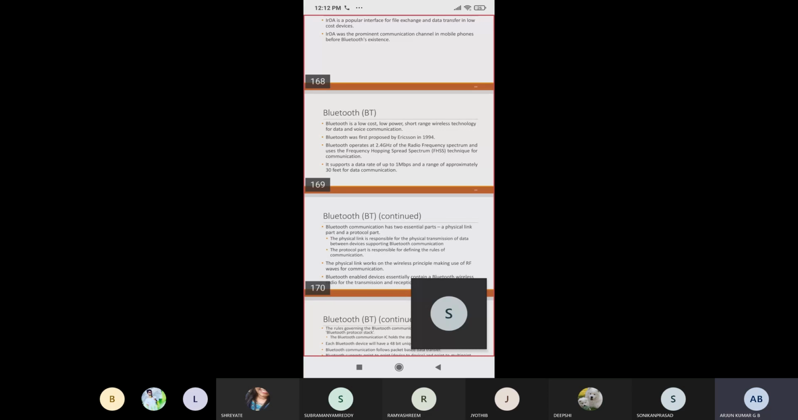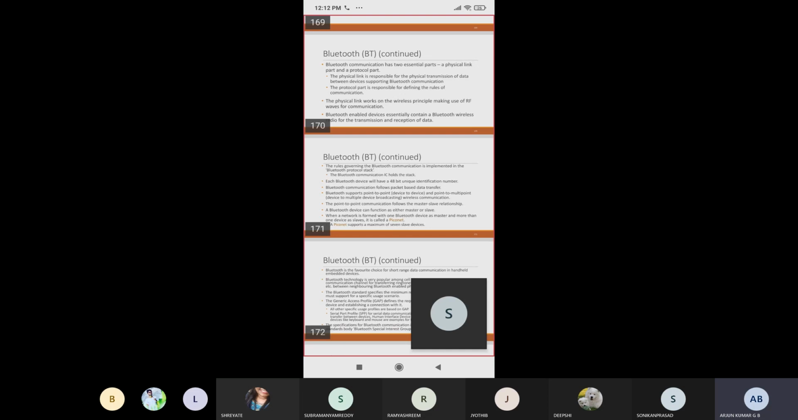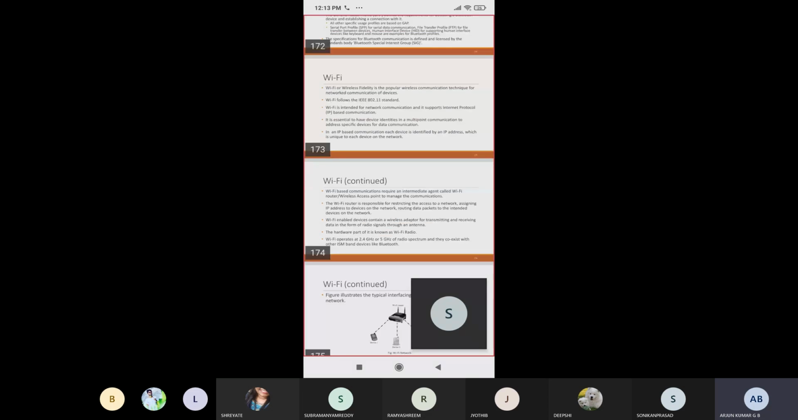And then the next important wireless communication: nowadays in every embedded system they are using Wi-Fi technology to transmit data between the devices. These are popular techniques for network communication devices. Wi-Fi follows a standard, the IEEE 802.11 standard. Here also, Wi-Fi is intended for network communication, and it supports internet IP-based communication. Okay, this Wi-Fi supports the internet protocols.